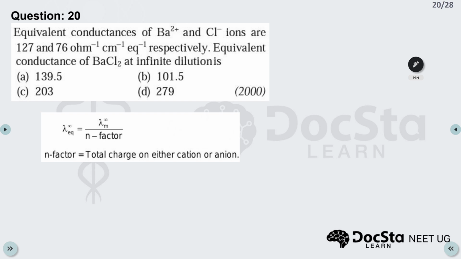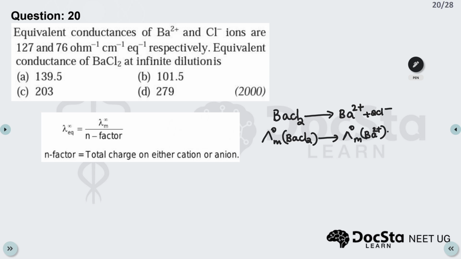So here you have to first write how barium chloride dissociates. Barium chloride dissociates as Ba2 plus plus 2Cl minus, isn't it? So if I'm writing the lambda m0 as per Kohlrausch's law, lambda m0 of barium chloride is given by lambda m0 of Ba2 plus plus 2 into lambda m0 of Cl minus, isn't it?